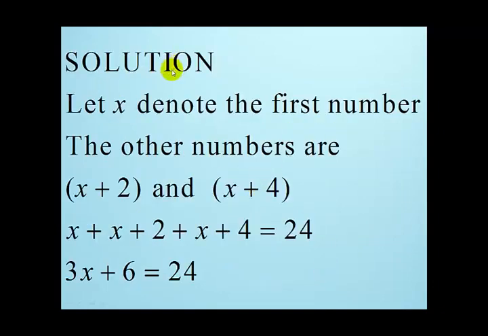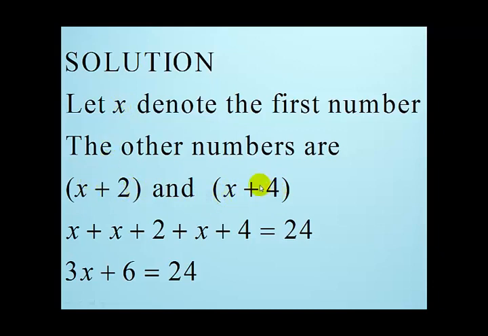Solution: let x denote the first number. So the other numbers are x plus 2 and x plus 4. This is because if the first number is x, the second number will be x plus 2, because even numbers differ by 2. When we add 2 to x plus 2, we have the third number, that is x plus 4. It means that the 3 consecutive even numbers are x, x plus 2, and x plus 4.